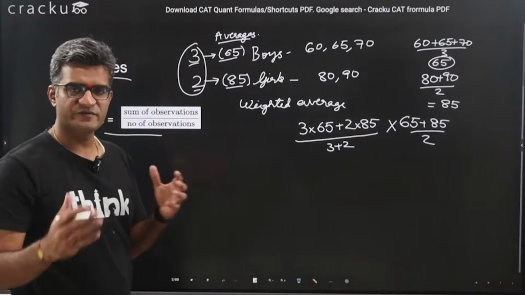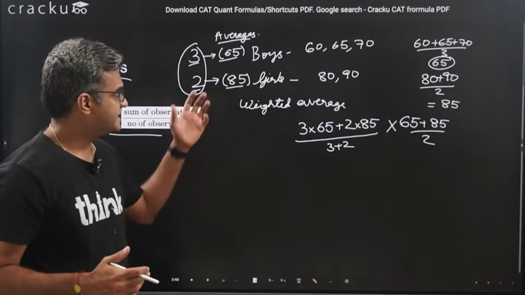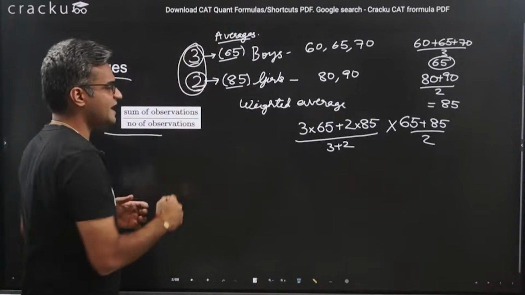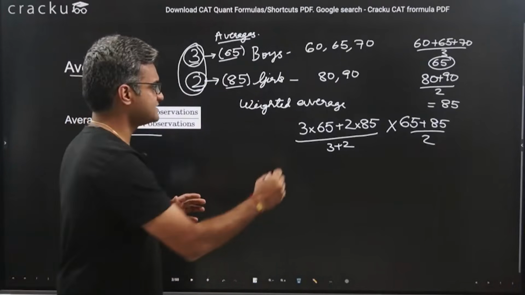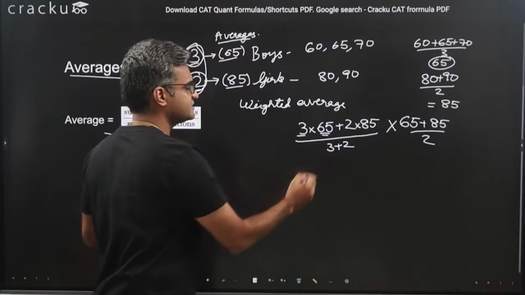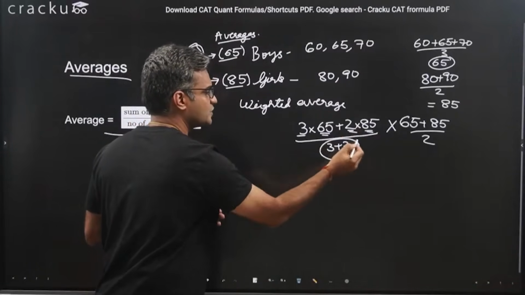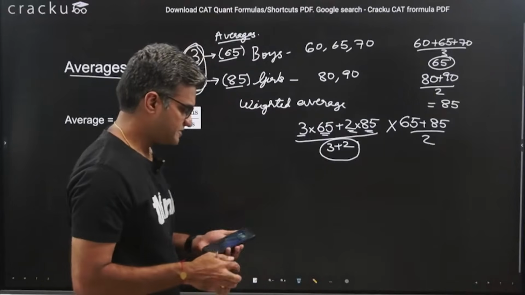So suppose you are given 2 different quantities and the weights of each quantity. Weights in this particular case are the number of boys and the number of girls. Then the weighted average is calculated as the number of people into their average, plus the number of the second type of people into their average, divided by the total number of people. This is basically weighted average. We can look at the first question.